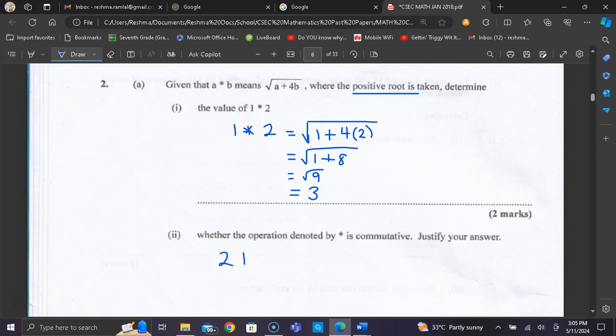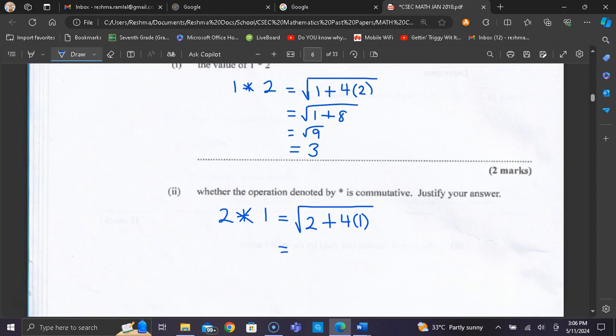So 2 asterisk 1, we're switching around the numbers. This time A is 2 and B is 1. Let's substitute it into the rule. It will be the square root of 2 plus 4 times 1, so this will be equal to the square root of 2 plus 4, which is the square root of 6. I'm not going to work that out because it will be a decimal number, since 6 is not a perfect square. So the square root of 6 is not equal to 3.